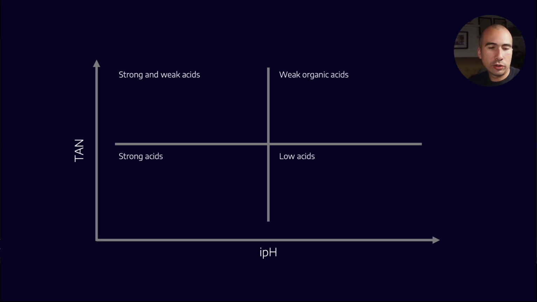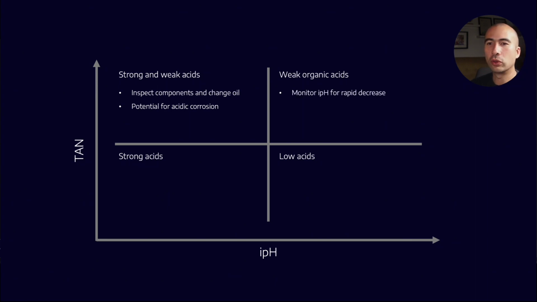Now that can dictate what kind of actions we need to take and where we should be concentrating our efforts. If I have both strong and weak acids, then we want to inspect the components and potentially change the oil. The confluence of both strong and weak acids has a lot of potential for acidic corrosion. We don't like that. If we just have weak organic acids, then maybe we just want to monitor, because we have some corrosion potential, but it's not that strong, and we can correlate it with the oxidation, nitration, and sulfation. If we have strong acids only, then we want to monitor the TAN for any rapid increases.